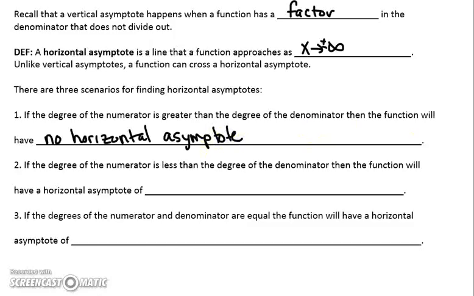So we're not going to have a horizontal asymptote if the degree in the numerator is greater than the degree in the denominator. If the degree in the numerator is less than the degree of the denominator, the function is going to have a horizontal asymptote of y equals 0 every single time. Now, if the degrees in the numerator and denominator are the same, the function is going to have a horizontal asymptote of y equals a over b, where a and b are the leading coefficients of the numerator and denominator.